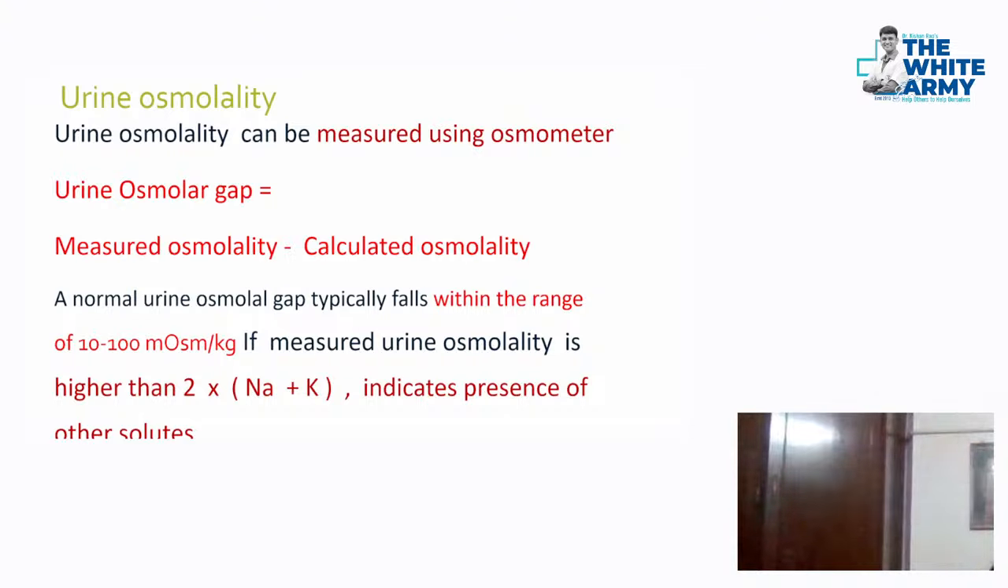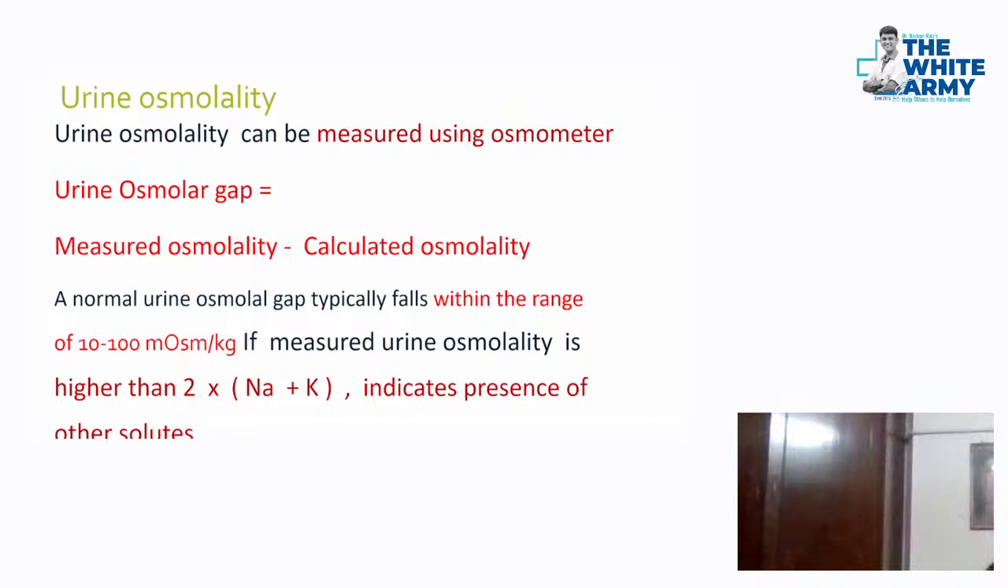We also have osmometers which can directly measure osmolality. We have one at our hospital. We can directly measure the osmolality. So when we measure the osmolality and we calculate the osmolality, the measured osmolality minus calculated osmolality is given as the osmolar gap. There is a normal urine osmolar gap which can vary from 10 to 100 osmoles per kg.